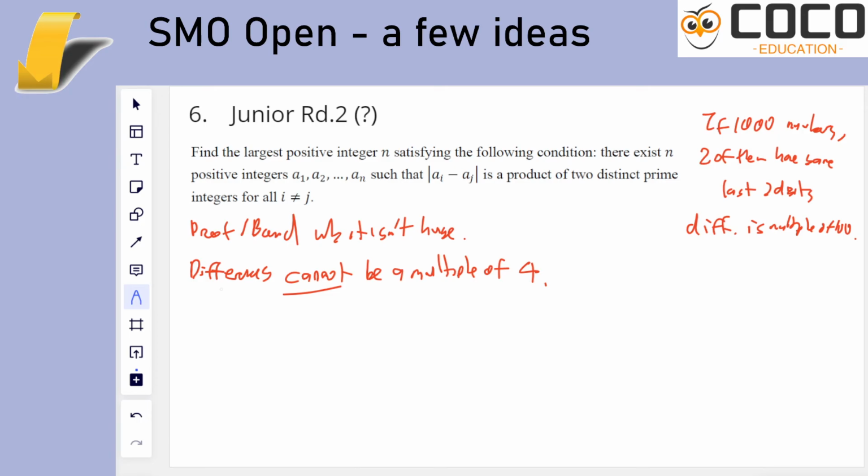Which means that you at most have 4 numbers. If you have 5 numbers, 2 of them by pigeonhole will have the same residue modulo 4, and therefore the difference will be a multiple of 4. So this already gives you a very good bound. And I'll tell you that the answer is 4. And you can roughly just try to see how this is going to go.